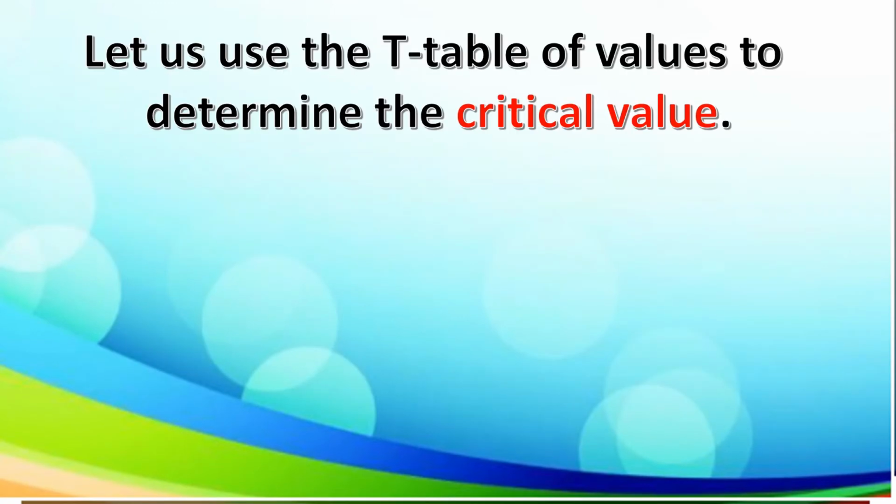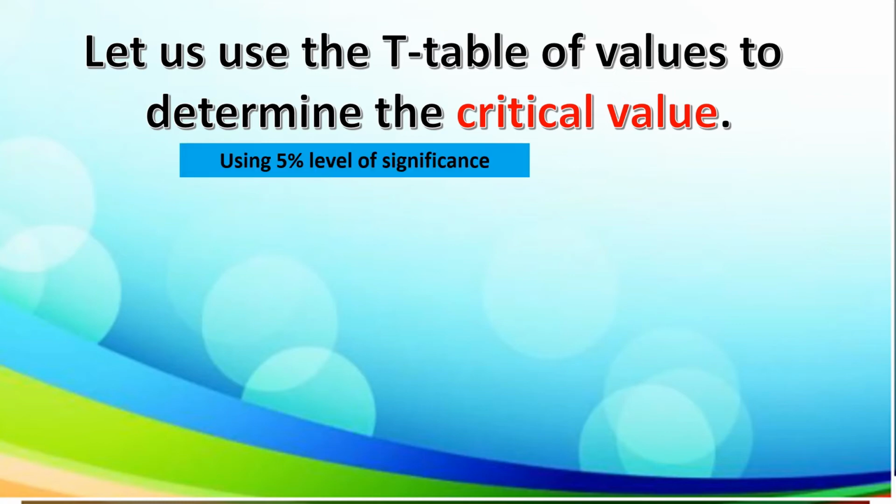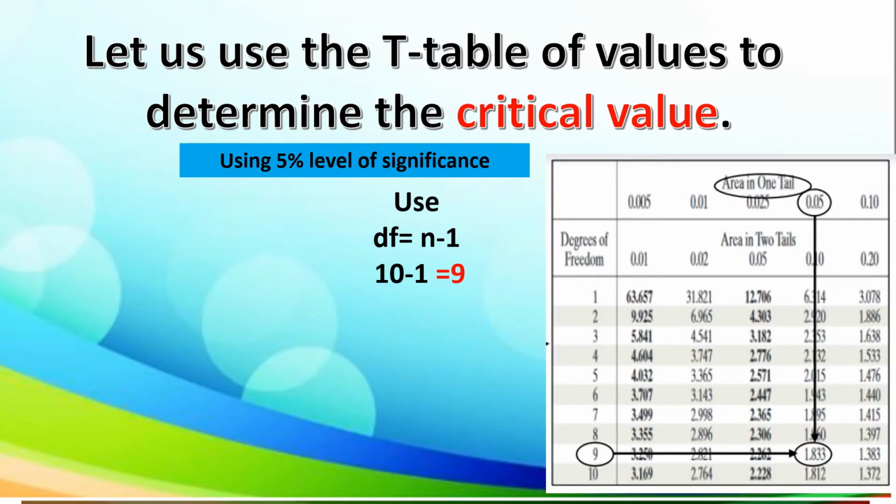Now, let us use the t-table of values to determine the critical value, using the given 5% level of significance. First, let us get the degree of freedom. By using the formula, degree of freedom is equal to n minus 1, where n is our number of samples, which is 10. 10 minus 1 is equal to 9. 9 will be used as our reference on our given t-table, and 0.05 here is our level of significance.